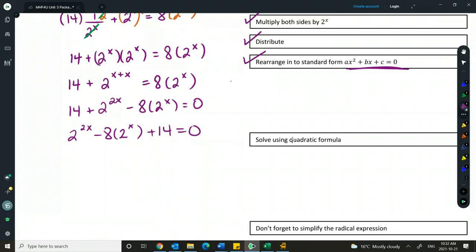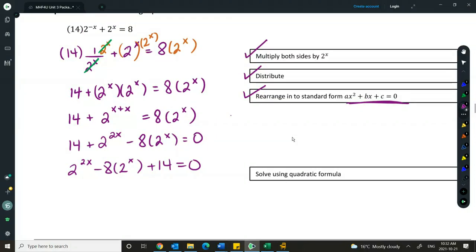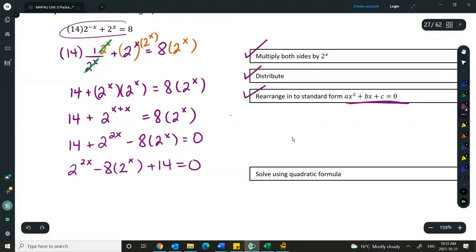Now we're in a format like the one that we had just done. So this takes a little bit of extra work at the beginning. If you have a negative x and a positive x, you will have to come through and multiply each term by 2 to the x, or whatever the base is, right? In this case, it's 2 to the x. If it was 3 to the negative x and 3 to the x, I'd multiply every term by 3 to the x. And get it into this nice format where we have 2 to the 2x, 2 to the x, and then the constant.